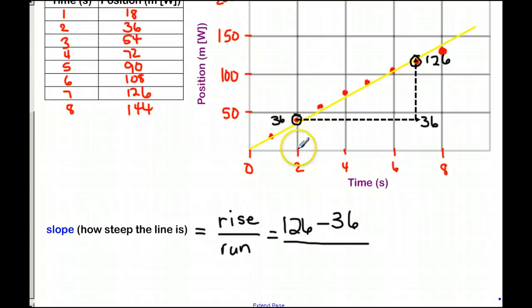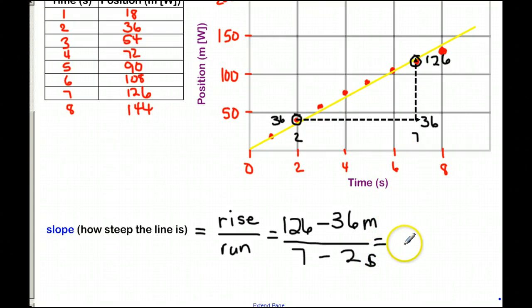So we know this point represents 2. And this point here represents 7. So our change in horizontal distance is basically from 2 to 7. How much do we have to add to 2 to get to 7? Is 5, or 7 minus 2. Okay, so if we look at what the vertical scale is telling us, it's telling us our position, and that's measured in meters. And if we look at what horizontal, or our run, units are, that's seconds. So when we calculate our final answer, we end up with 90 over 5, and we end up with 18 meters per second.